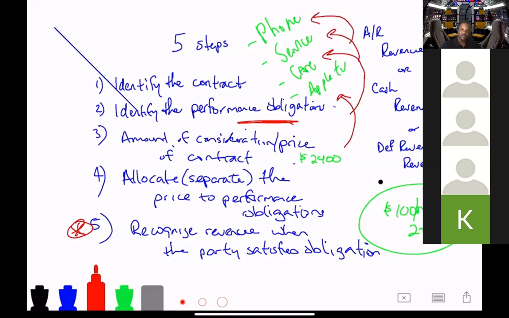And then after they break it out into separate components, as they're satisfying their obligations, right? We gave them the phone. That's an iPhone. We gave them the phone. I've had this phone for like 3 or 4 years now, so I'm super proud of myself. We gave them the phone, so let's recognize the revenue.